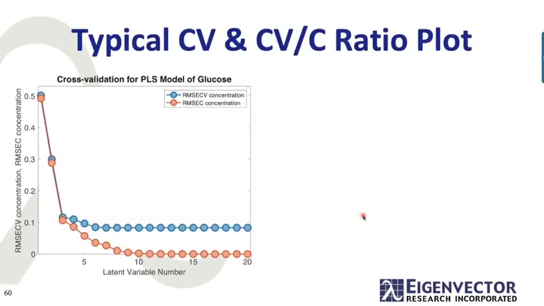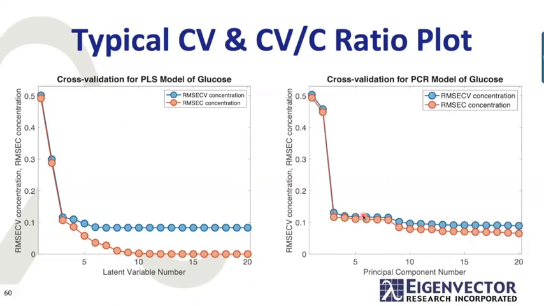So let's look at some typical cross-validation and our cross-validation calibration ratio plots for PLS. Here's one for the same data set that I did. This is for the glucose data, that model. And I've put back over here the one for PCR on the right. You notice a couple of things that are a little different.